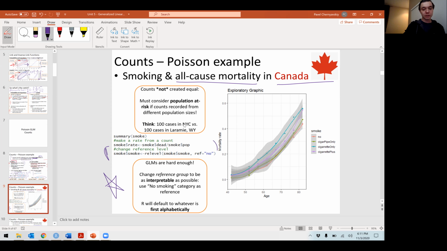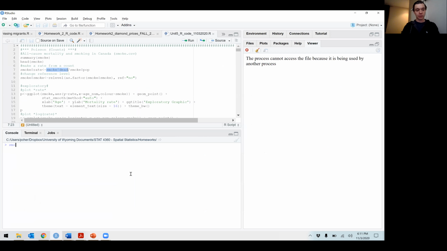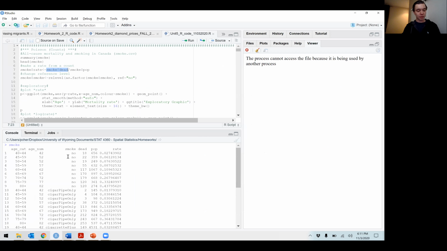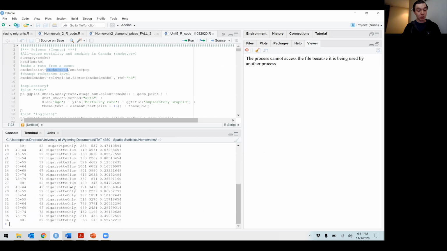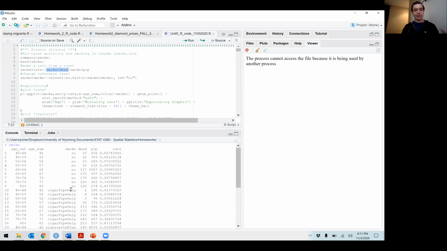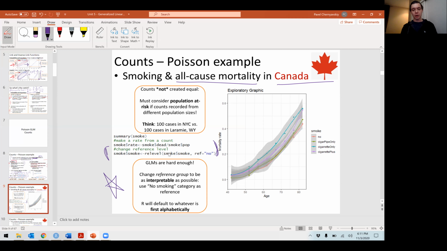Another very small note, when you're dealing with a complicated analysis, go ahead and change reference levels. There's a smoking variable: no smoke, cigar or pipe only, cigarette and something else, and cigarette only. Just go ahead and change the reference level to something that is easy to interpret, because GLMs are hard enough. We know the interpretations are multiplicative on this risk of an event scale. Don't make it harder for yourself than you need to.